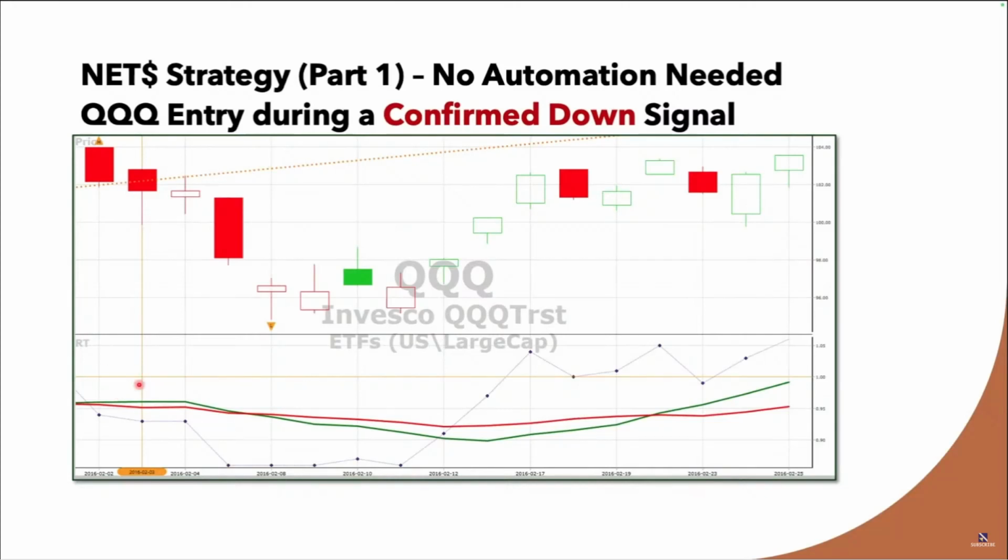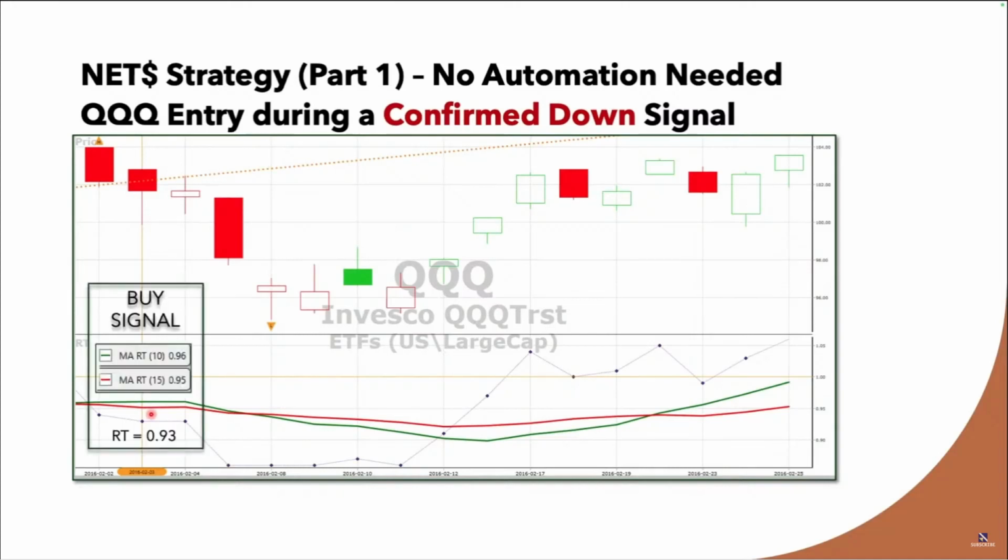We're going to look to buy somewhere in here probably. As you can see, RT is already low, it's 1.05, so I know I'm below 1.12. All I'm going to need really is to find that RT combo of being less than or equal to 1.12 the day before, and then on the current day, the 10-day moving average is above the 15-day moving average.